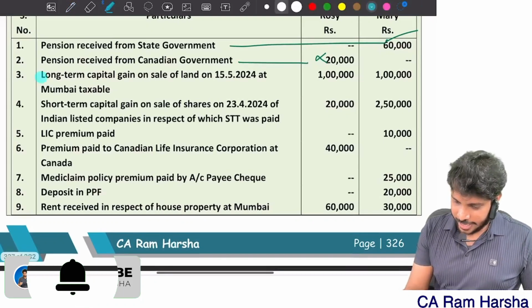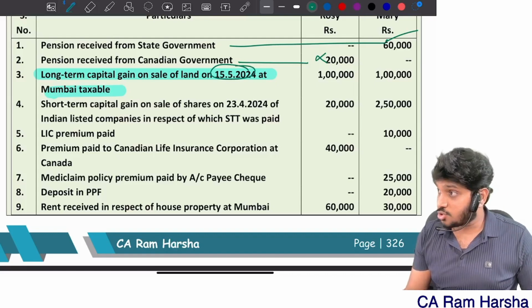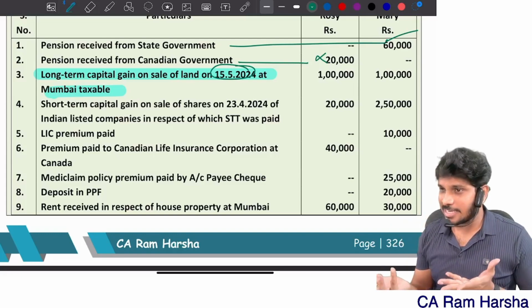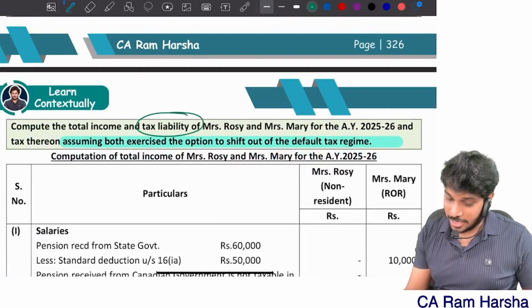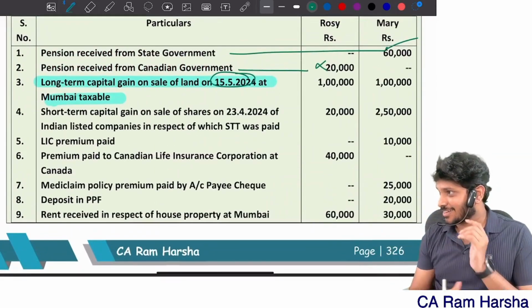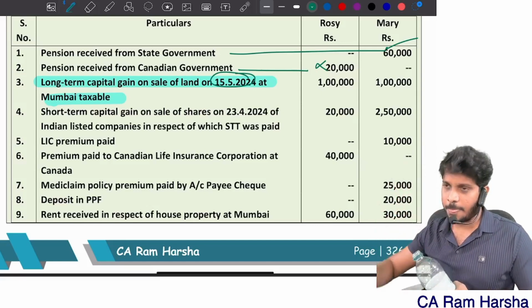Long-term capital gain on sale of land on 15th May. 15th May means before 23rd July, which means the tax rate applicable on long-term capital gain is 20%. Yes or no? But anyhow, tax liability and all they are not asking, I think. Oh, tax liability they are asking. Oh my God. Here there is a crux. 1 minute. Just 1 minute.